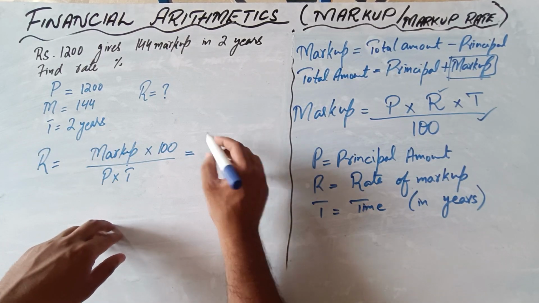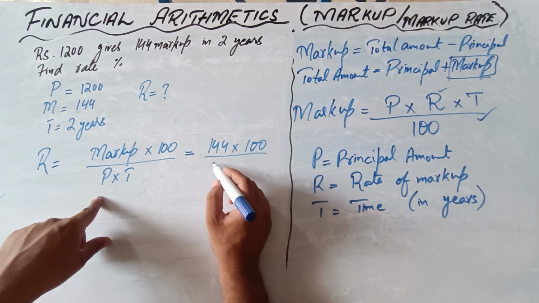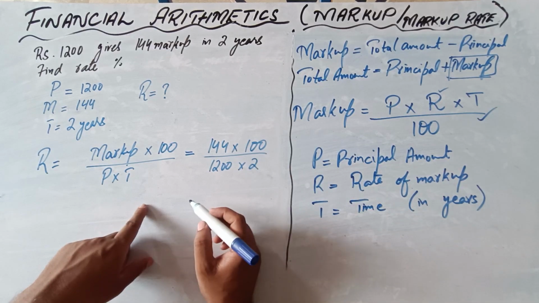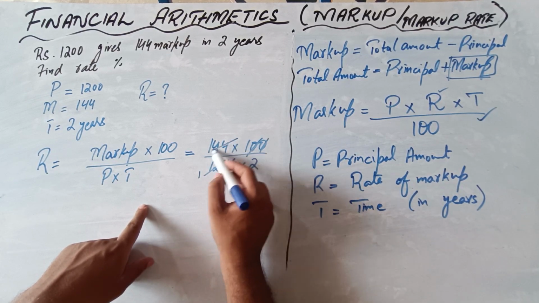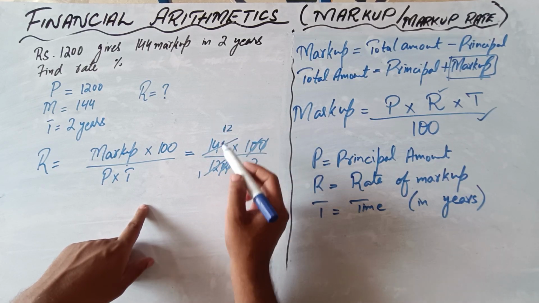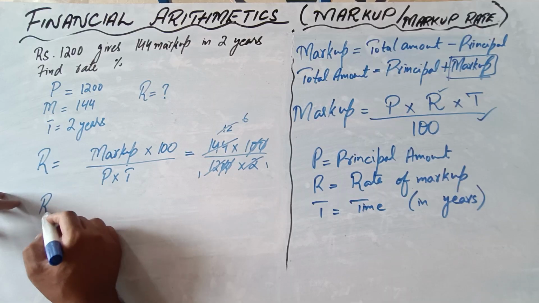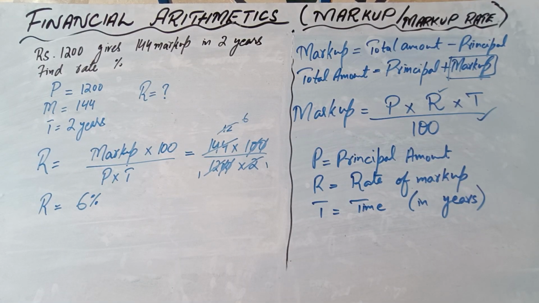So markup is rupees 144 multiplied by 100 divided by P multiplied by T. Time is in years. 12 ones are 12, 12 12s are 144. 2 ones are 2, 2 6s are 12. So rate is equal to 6%. So as you can see, this is very simple. We need to just apply the formula and give the answer.